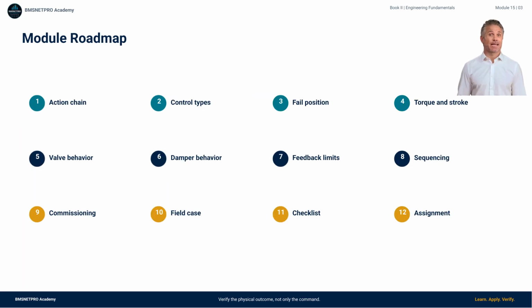This module follows the action chain. First, we trace a command from the controller to the actuator. Then we look at control types: fail position, torque, stroke time, valves, dampers, feedback, sequencing, commissioning, and field verification. Keep the main question in mind. Did the BAS request produce the correct mechanical movement and the intended process response?